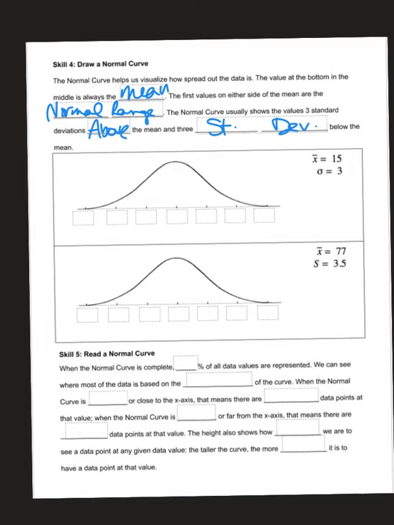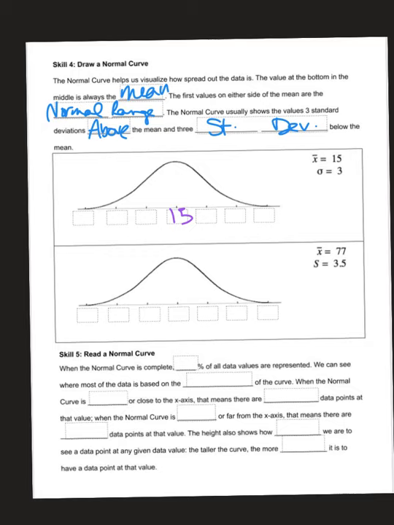So it says the value at the bottom in the middle is always the mean. The mean is represented by our x bar. So that means this one, which is right here in the middle, will be 15. So I'm going to go ahead and pick a different color. I'm going to make this 15. Now, the values next to it, here and here, are the normal range.